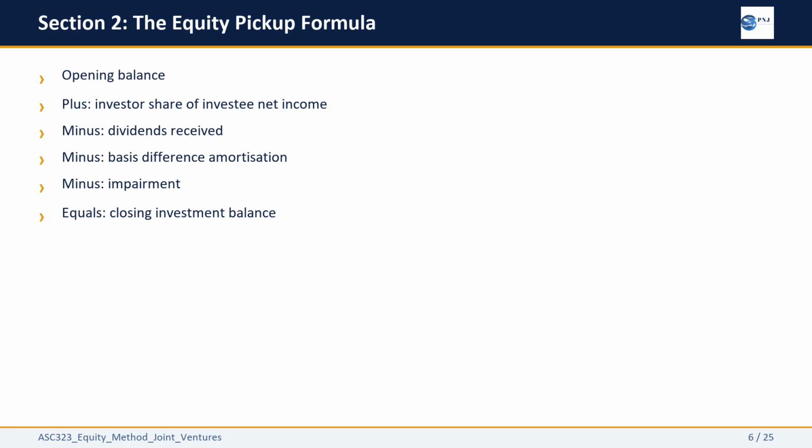This formula is the engine of the equity method. Every period you start with the opening investment balance, add your proportionate share of investee net income, subtract dividends received, subtract basis difference amortization, and subtract any impairment. The result is your closing balance.